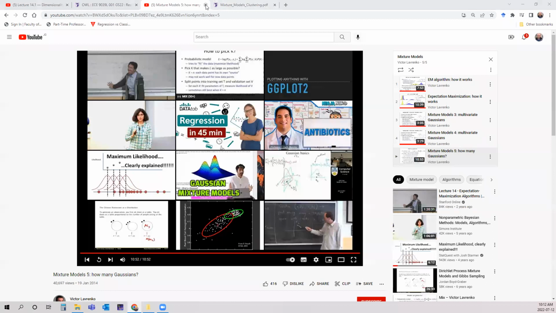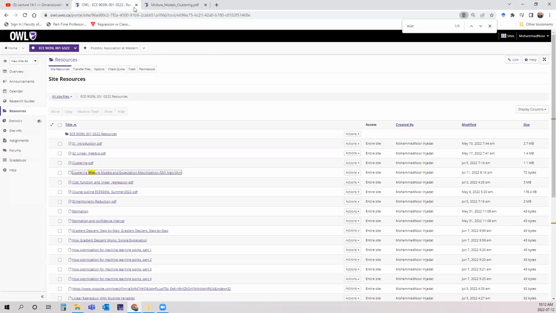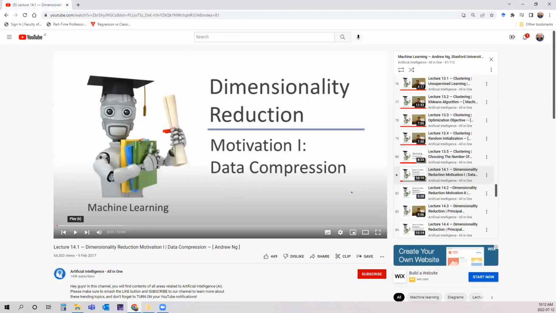Okay, guys, here we finished the mixture model and expectation maximization, another way of clustering using the Gaussian model. And now we will go back to dimensionality reduction. The handout of dimensionality reduction is also available in OWL. Based on our syllabus, we have to discuss the PCA, but it's good to know all of those.